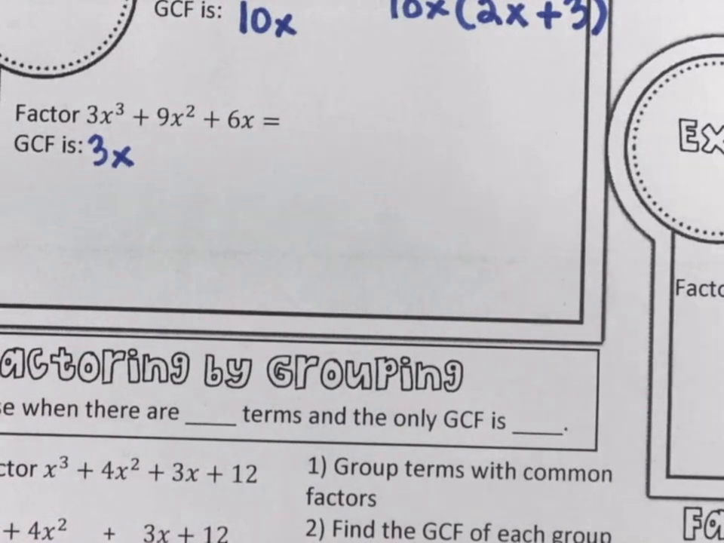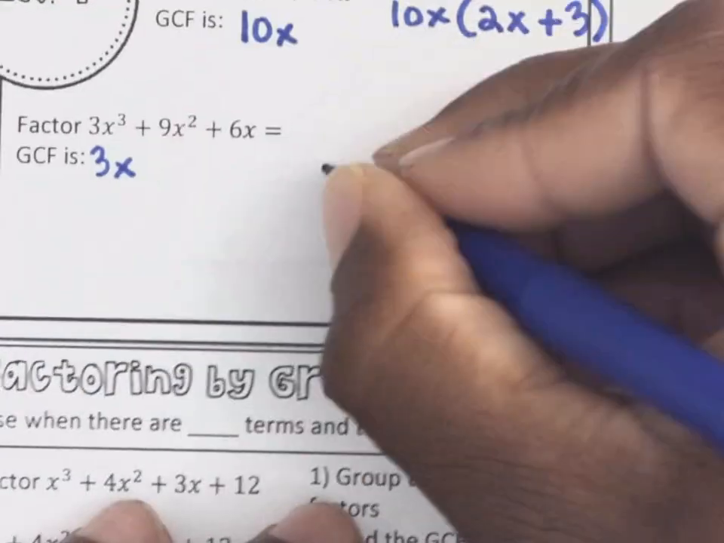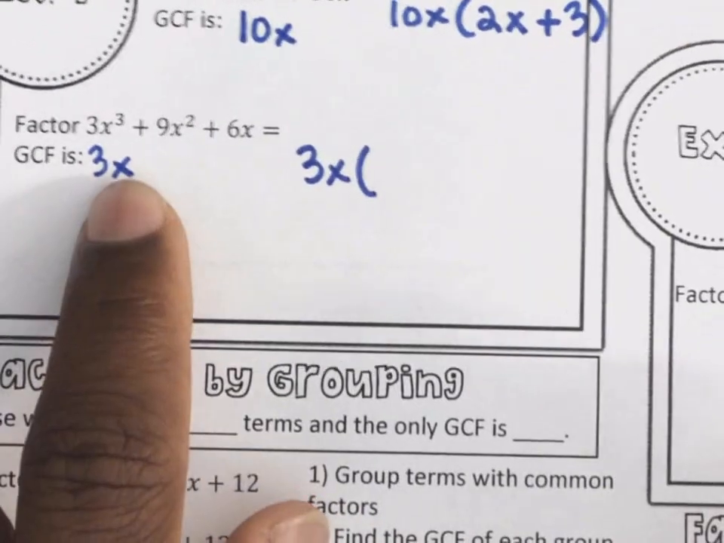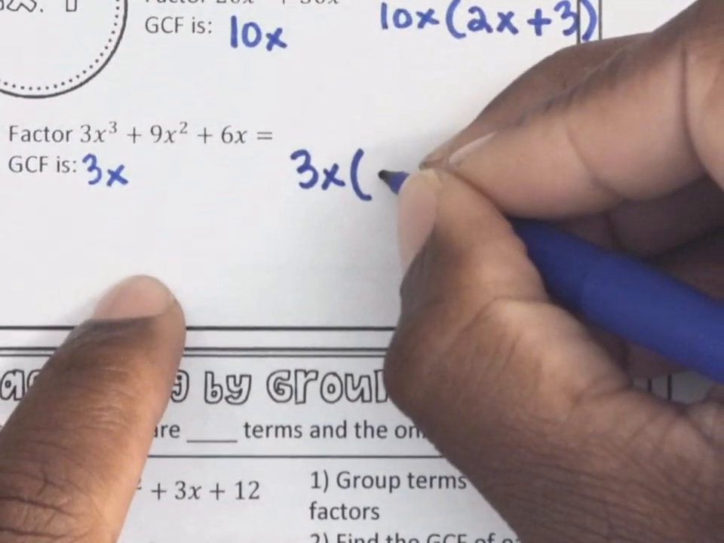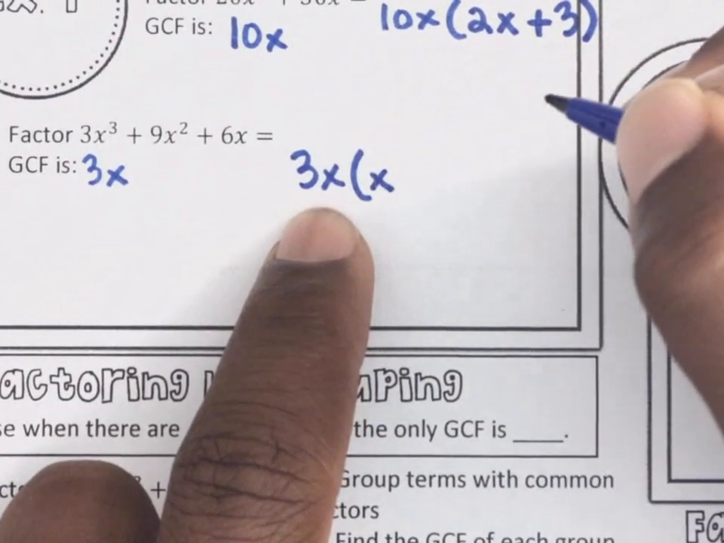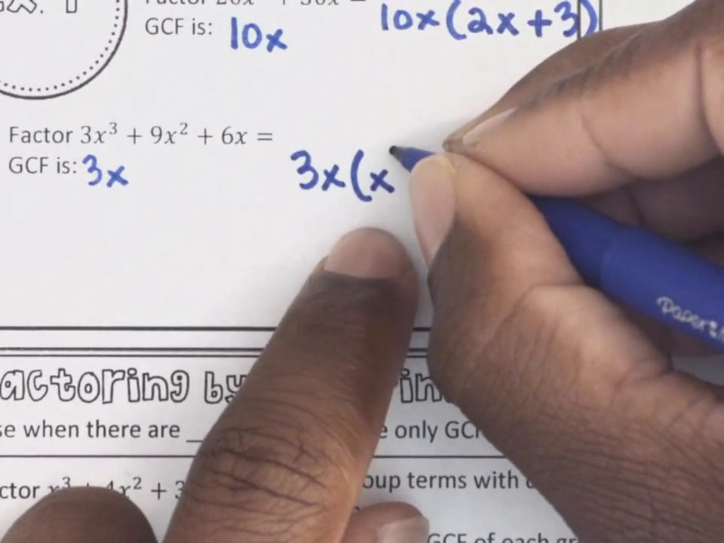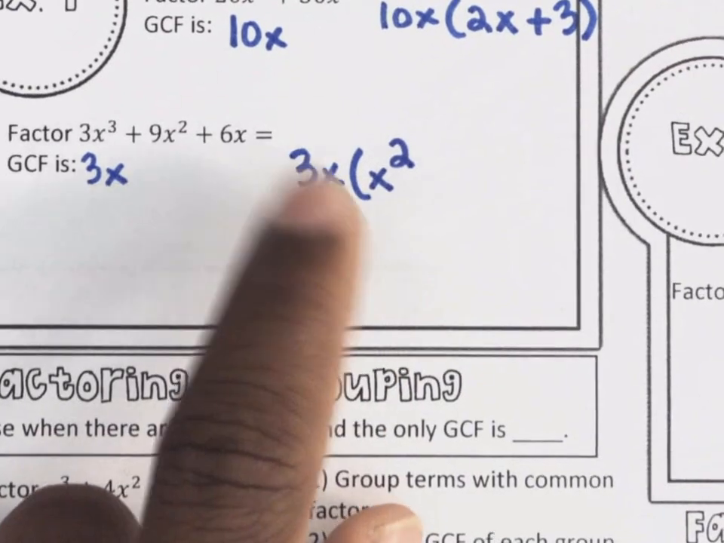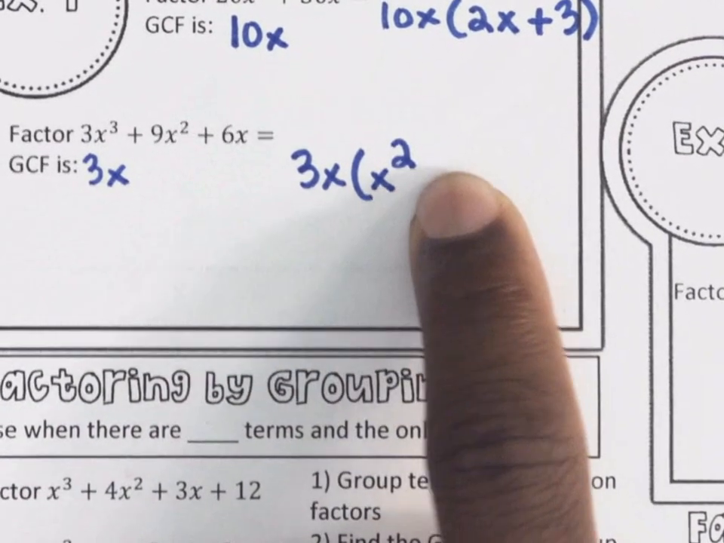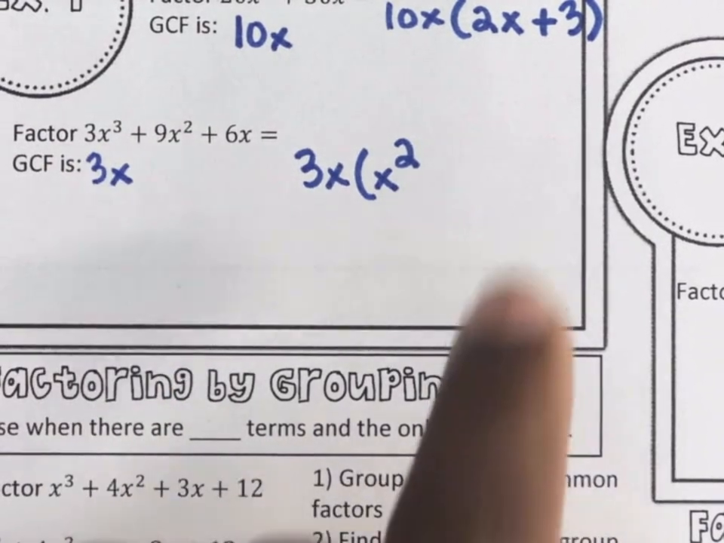X is the GCF. Take that out. What's left in the first spot? X squared, two of them. Because we took out one X, two more of them stayed. Does that make sense?